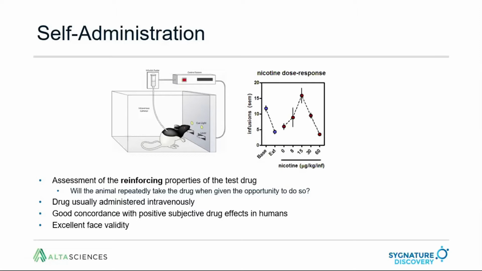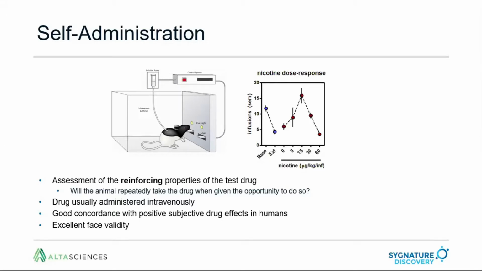The key aspects of the assay are that the drug is usually administered intravenously, and the primary reason for that is simply to allow a rapid temporal association between the response, so in this case the lever press, and the presence of the drug, the administration of the drug.